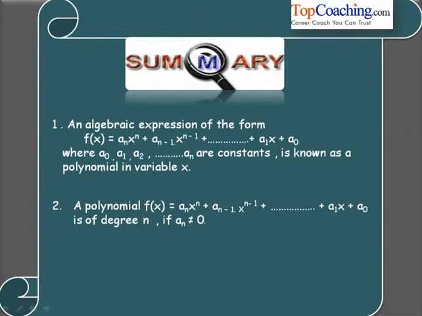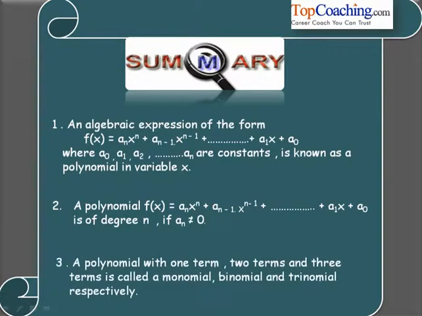A polynomial f(x) = an·x^n + a(n-1)·x^(n-1) and so on up to a1·x + a0 is of degree n if an is not equal to 0. So if an is not equal to 0, then n becomes the degree of this polynomial. We see here that the highest exponent of x in this expression is n, and so n becomes the degree of this polynomial.